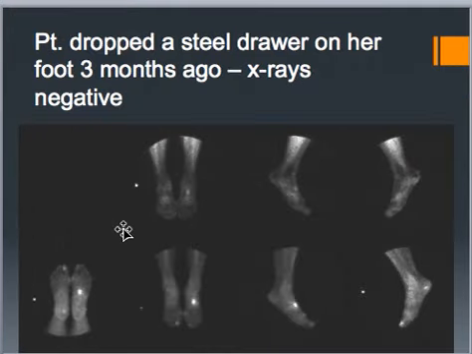This patient actually dropped a steel drawer on her foot 3 months before this nuclear medicine scan. The patient did have regular x-rays after the injury, and they came back negative, which means they didn't find anything. So as you can see here, right in these little hot spots, the white spots throughout the foot, you can see in different angles, they have an old injury there. It could have been a fracture that healed or didn't heal properly.